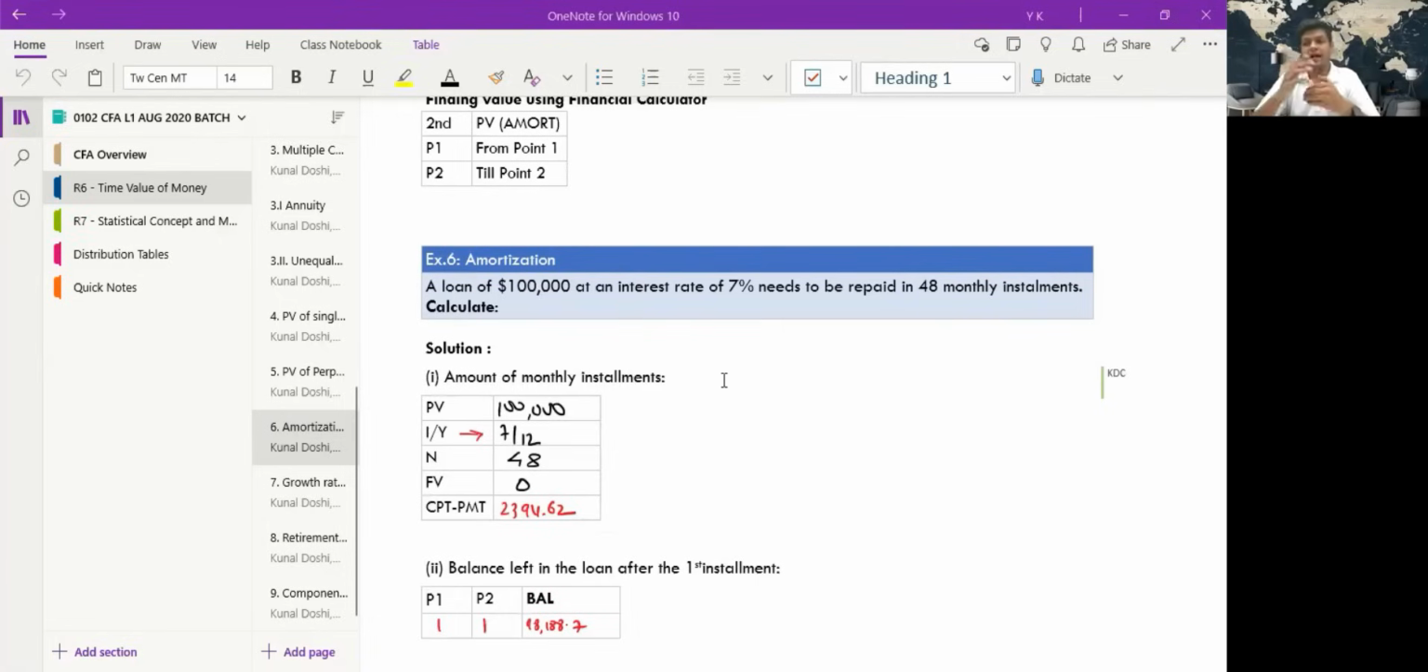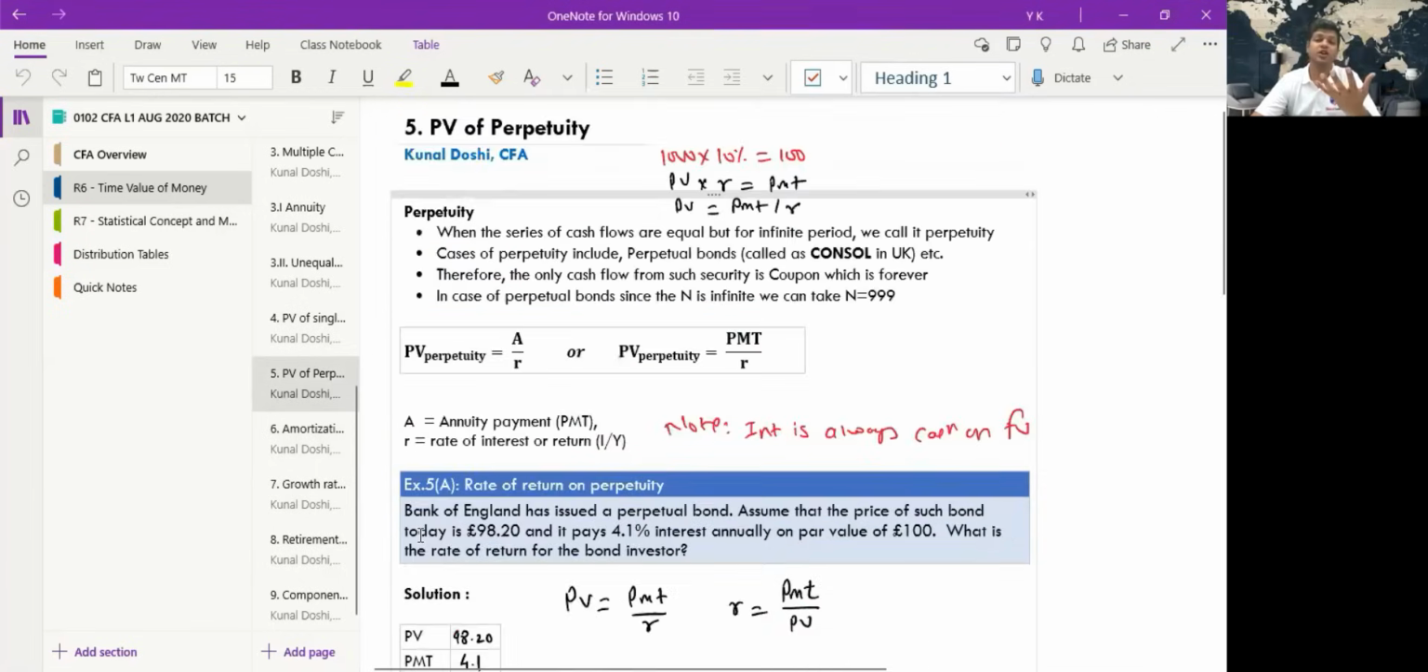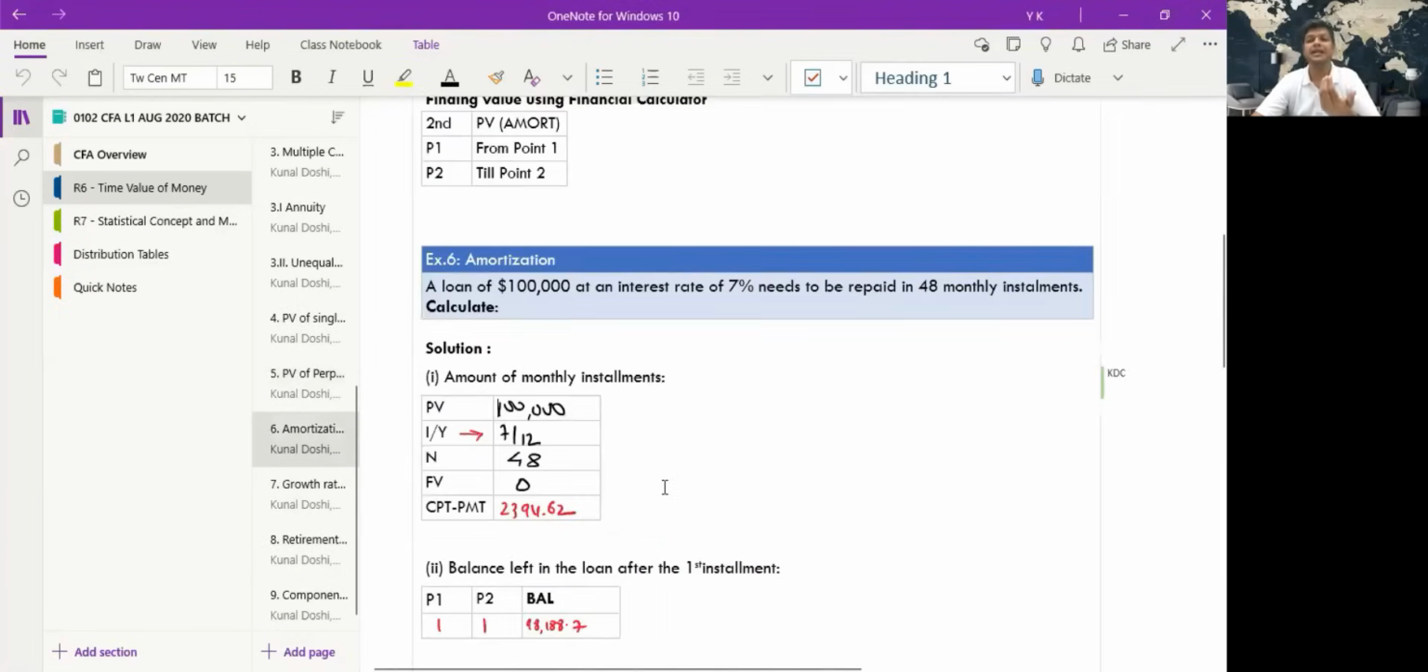And after that, we did several other parts where we did present value of perpetuity. In perpetual cash flows, the only cash flow is the annuity amount, right, which is forever. So that was the case that is going to be the case in case of perpetual bonds and so on. So we did the present value of perpetuity, and after that we did the amortization schedule.